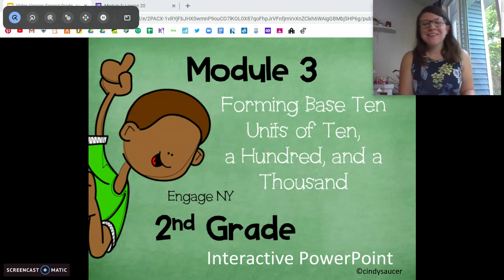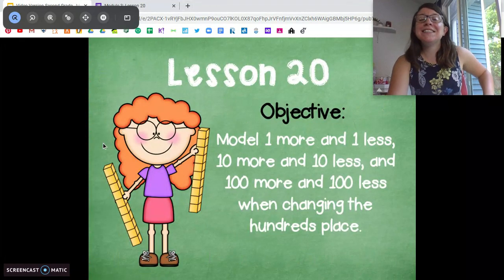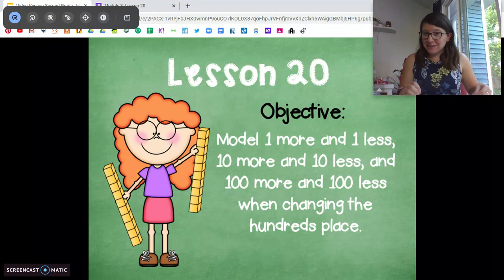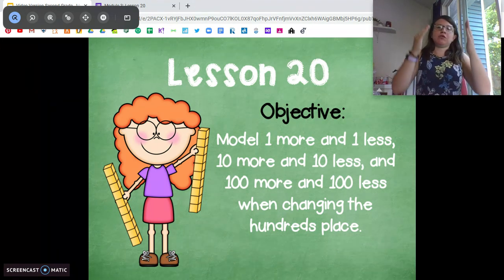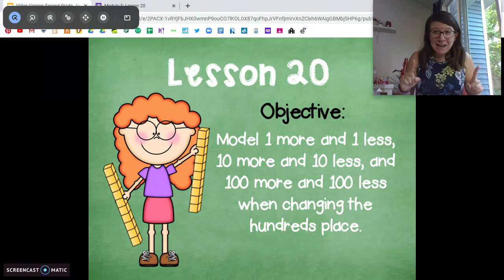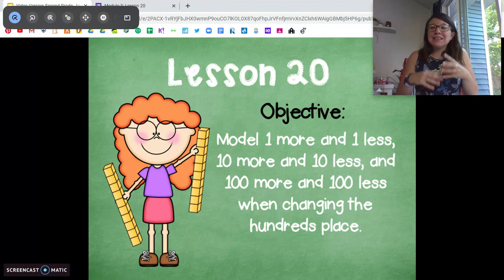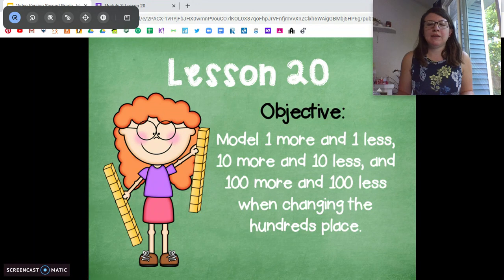All right, today we're going to be working with something similar to what we were doing yesterday, the 1 more, 1 less, 10 more, 10 less, 100 more, 100 less. But sometimes we have to do a little bit of adjusting to figure that out. You're going to see what I mean in this lesson.